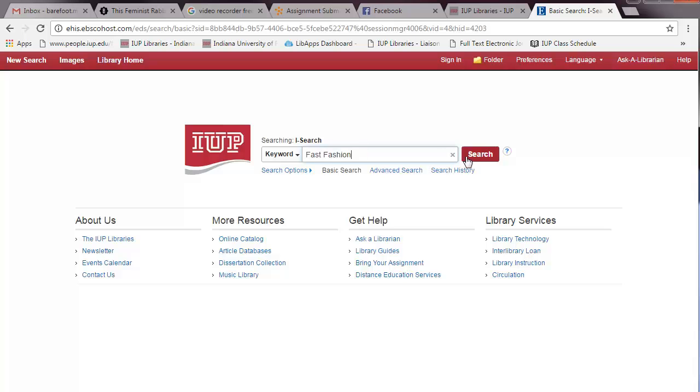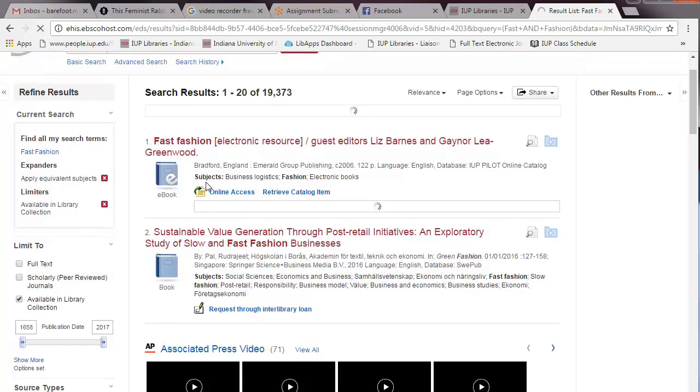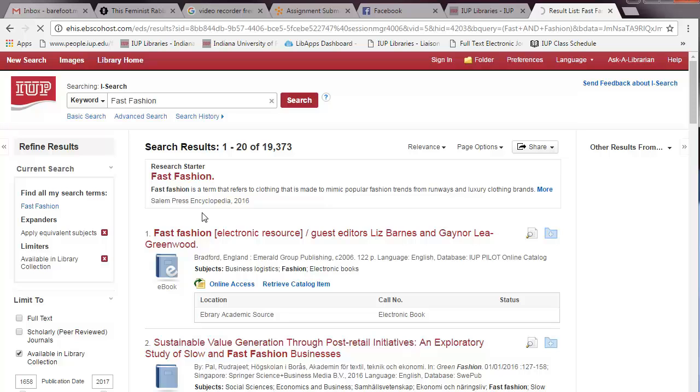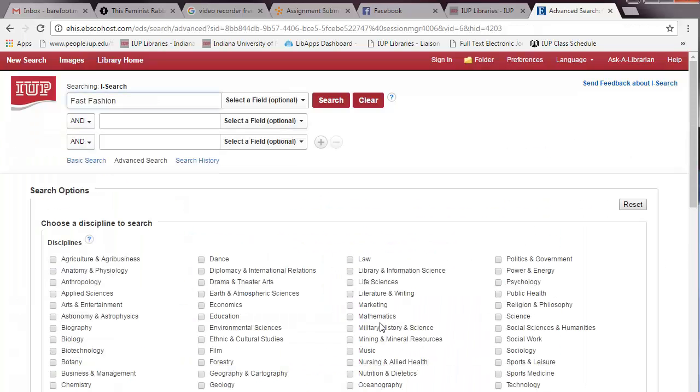And let's plug it in here. And now what comes up is a whole bunch of different stuff. And honestly, there's a lot here. There's 19,000 results. So if I wanted to build something more specific for what I was looking for, what I would need to do is add in other words. And I can do that using the advanced search. Now, there's a really good example of this on page 48 of your textbook that looks exactly like this.